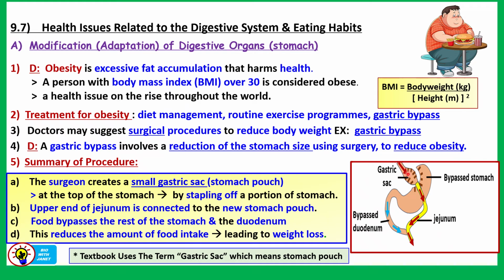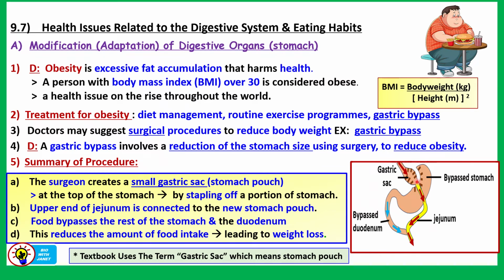That means the surgeon divides the stomach into two parts: the gastric sac, and the bigger stomach that is still there below the gastric sac. He does it by stapling off a portion of the stomach here, right? Now the upper end of the jejunum, this jejunum here, the yellow one, was initially attached at the top to the duodenum. Now it is cut and then connected directly to the new stomach pouch.